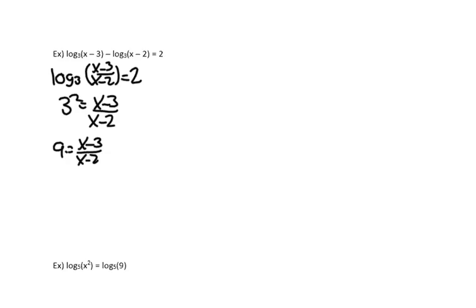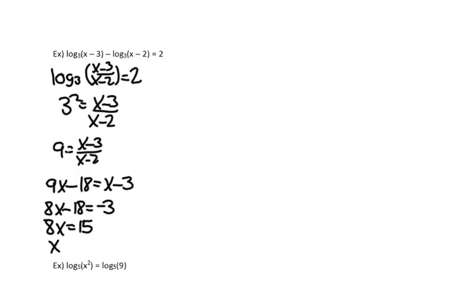Okay. Multiply both sides by x minus 2. Don't forget I got to distribute. Okay. Subtract the x. Add 18. And then divide by 8. Okay. So that's 15/8. Now keep in mind, that's going to be 1 7/8.